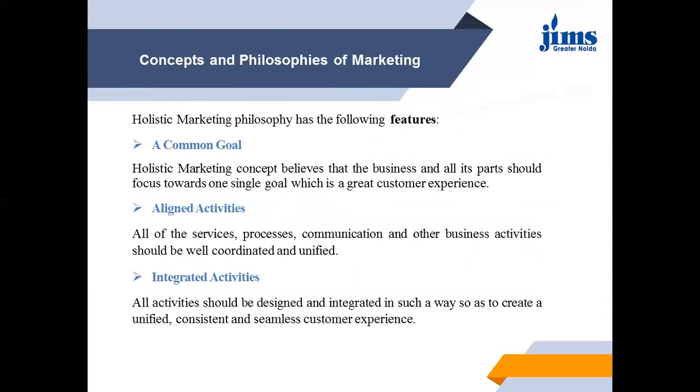If I talk about holistic marketing, it basically revolves around three features. That is a common goal. That means business and marketing are not different. They are together and they have a common goal. That may be probably customer satisfaction, society's welfare, and earning profit for the business. And aligned activities means all the services, processes, communication, and other business activities are well coordinated and unified. And integrated activities, all activities should be designed and integrated in such a way that they create a consistent and seamless customer experience. That means everybody in the business, along with the marketing department, should aim at customer satisfaction and society satisfaction.